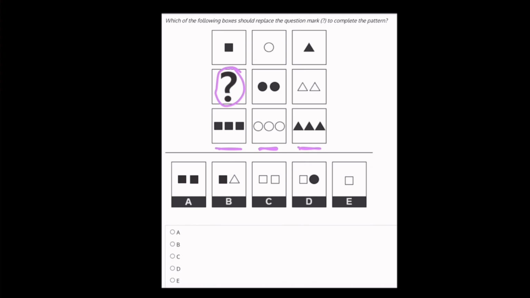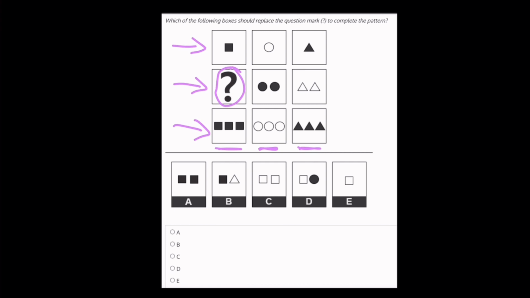Now, when we look at the matrix according to rows, we see that in the first row, there is only one shape in each box. In the second row, there are two, and in the third row, there are three. So we should expect to see 2 squares in our question mark box.